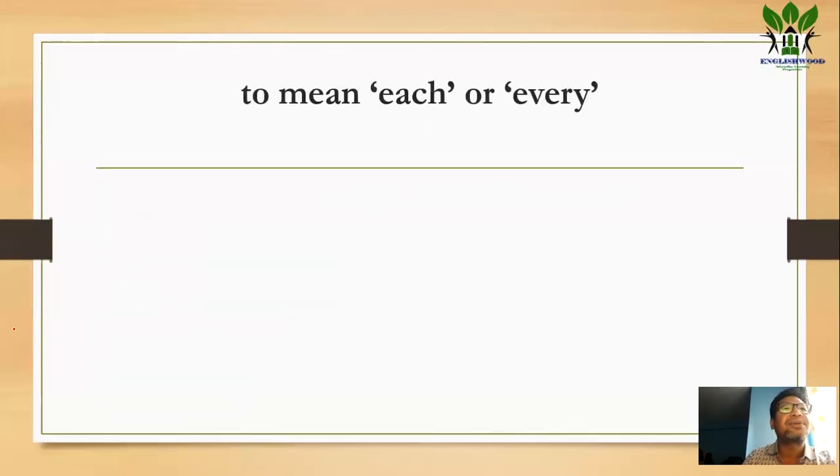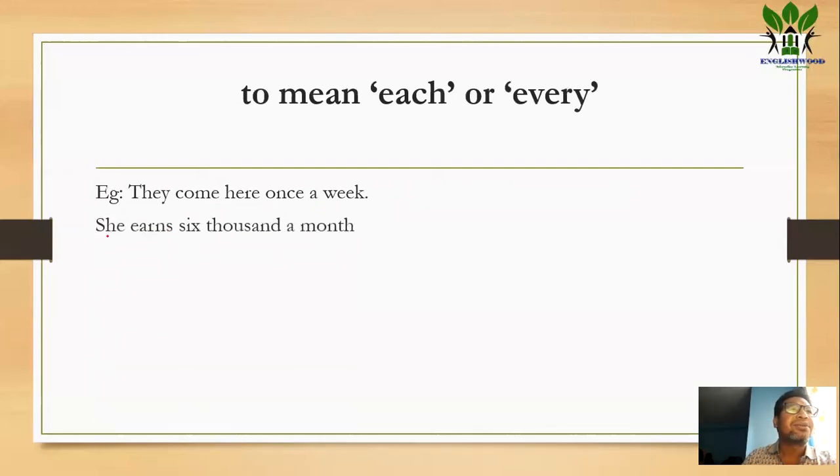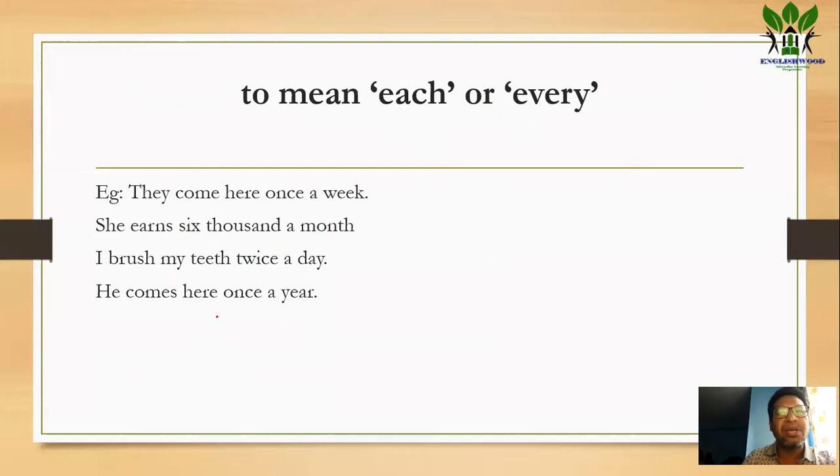Then it comes obviously to mean each or every. For example, they come here once a week. Okay, so they come once every week. All right. So he earns 6,000 a month. Okay, 6,000 every month, each month. So when they mean each or every, we use a or an. I brush my teeth twice a day. He comes here once a year.